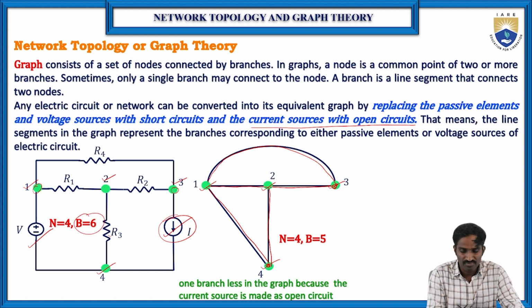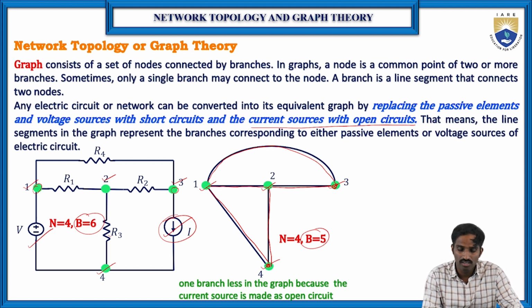But when coming to the equivalent graph of the given network, it consists of, of course, the number of nodes same as in the given network, but the branches are 5. So the graph always contains the same nodes as the electrical circuit, but when coming to the branches, sometimes it may be less than or equal to the number of branches present in the given electrical circuit. So this is the way to convert the network into the graph.